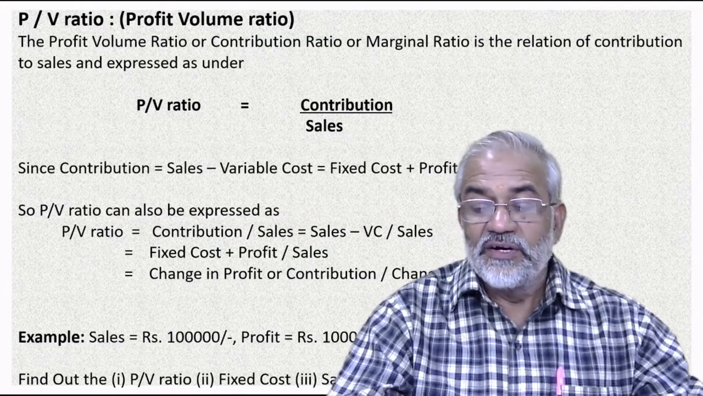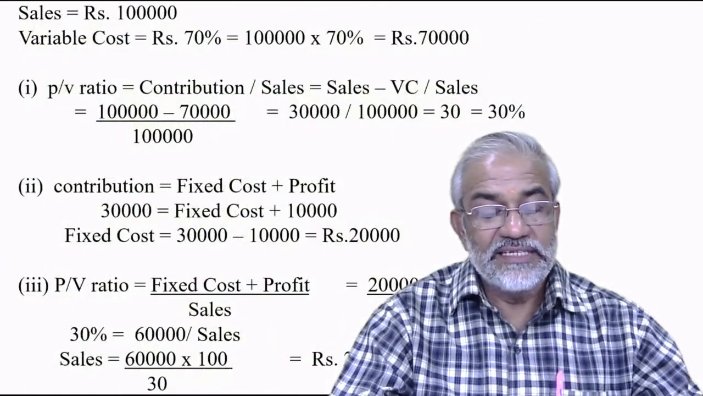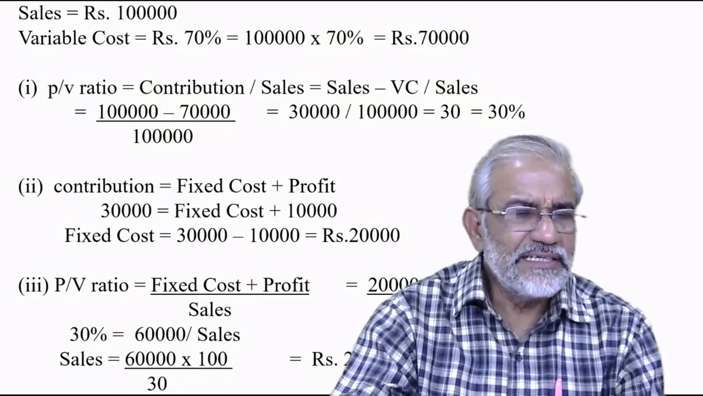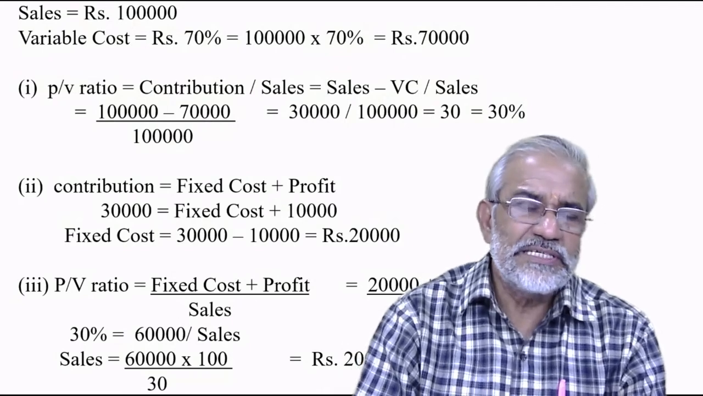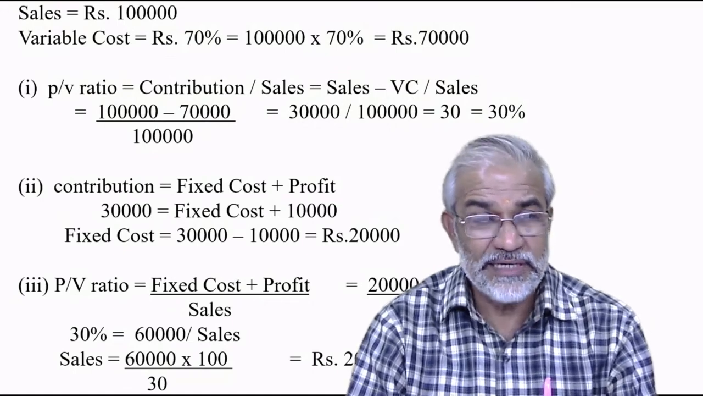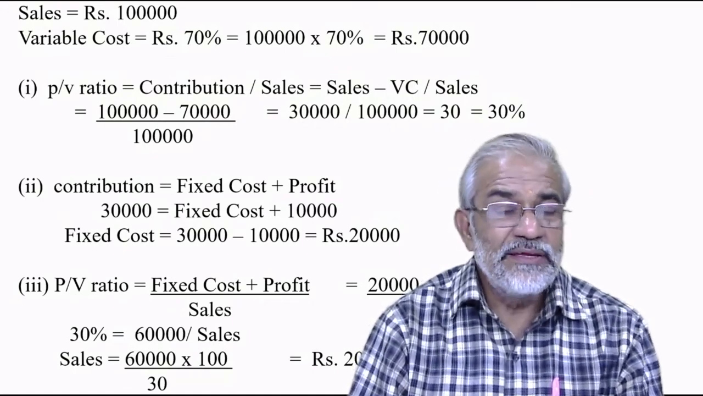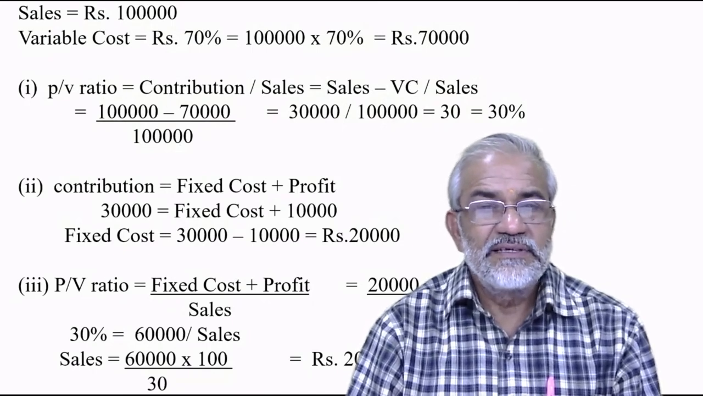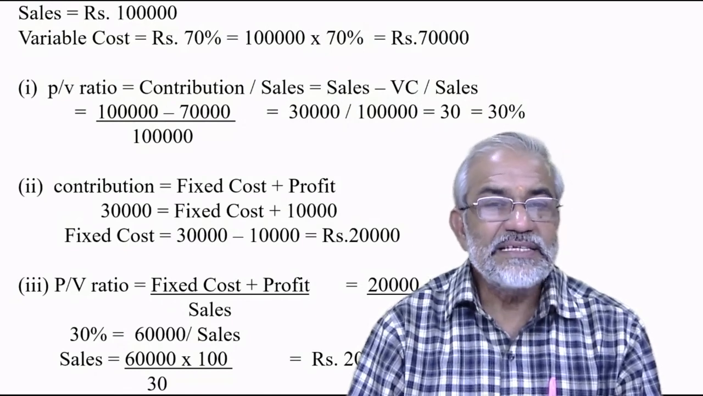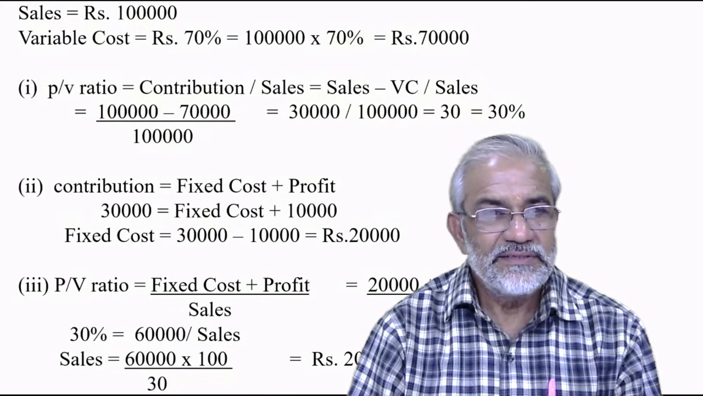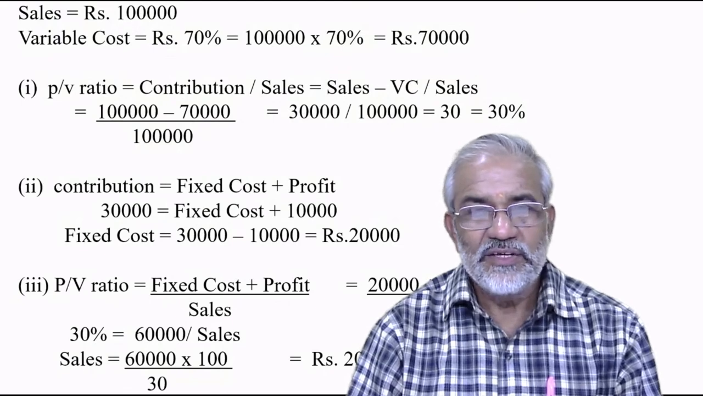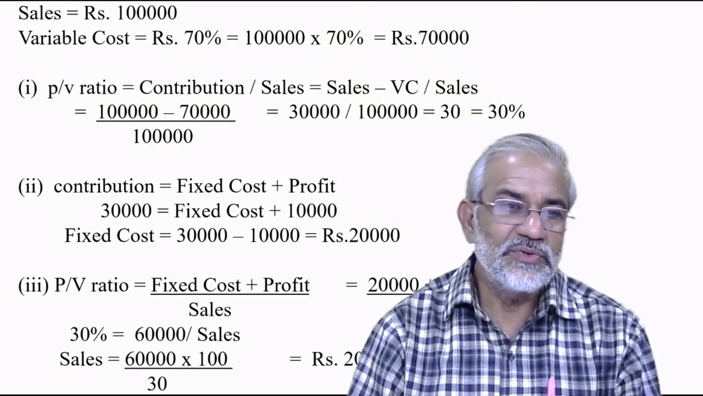In this juncture, if we go for calculation of all the three items, first the PV ratio: sales is equal to 1 lakh as given here. The variable cost is equal to 75% of selling price. That means if the selling price is 1 lakh, then 75% of that comes to 70,000. The PV ratio would be contribution divided by sales, which is sales minus variable cost by sales. So 1 lakh minus 70,000, the whole divided by 1 lakh. So 30,000 divided by 1 lakh, it would be 30%. The PV ratio would be 30%.